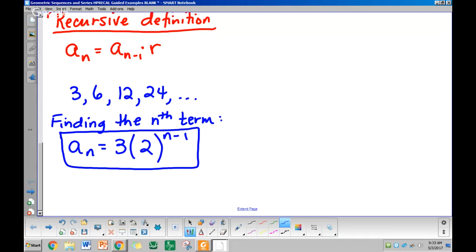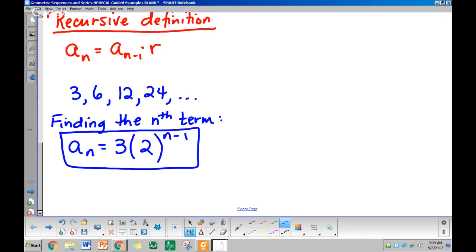So let's see if it works. Let's say n is 4, so a sub 4, that means the number in the fourth spot. Now we already know that the number is 24. If I let n equal 4, I can say this is 3 times 2 to the third, and 2 to the third is 8, 8 times 3 is 24, so it works, right?